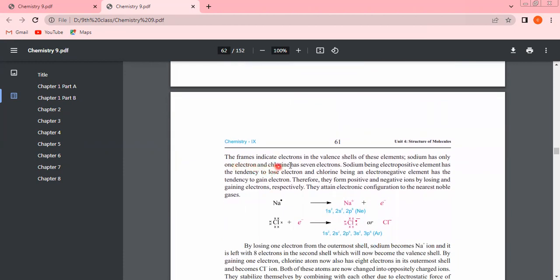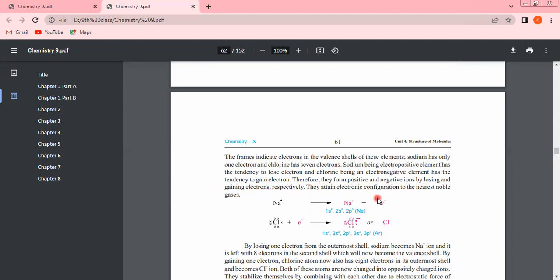The frames indicate electrons in the valence shell of these elements. Sodium has only one electron and chlorine has 7 electrons. Sodium, being an electropositive element, has the tendency to lose an electron, and chlorine, being an electronegative element, has a tendency to gain an electron. Therefore, they form positive and negative ions by losing and gaining electrons respectively.